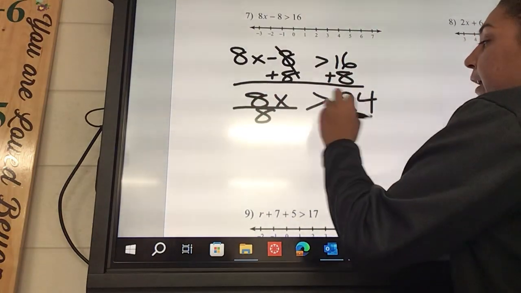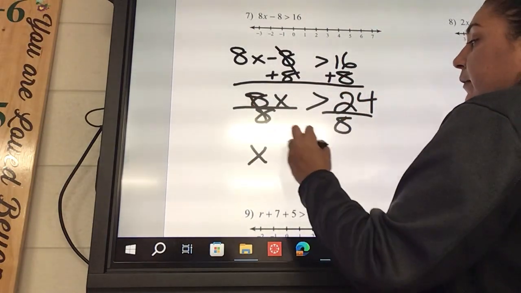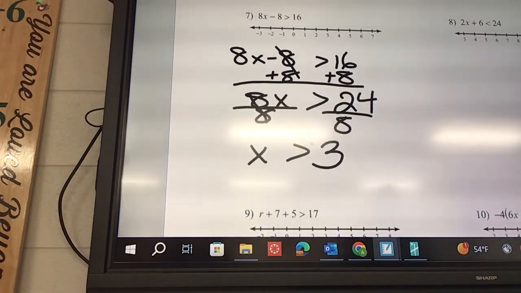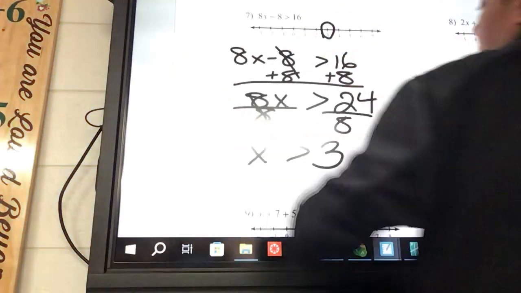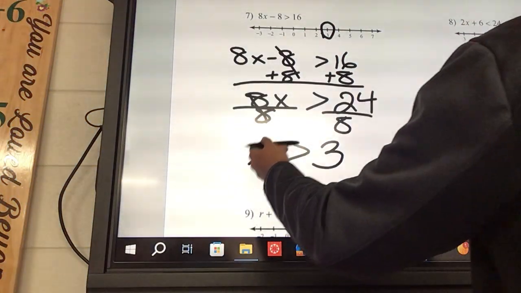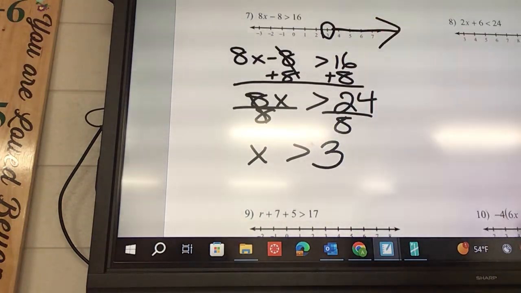Okay, and then we're going to divide by 8. Okay, and so I'm going to get a 3 for there. Is that going to be open or closed on the 3? Open. Okay, so go to the 3 and make it open dot. Okay, and then this says x is, what part of the mouth am I going to touch first? Bigger. So this way is always bigger.